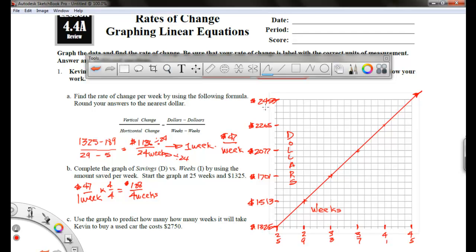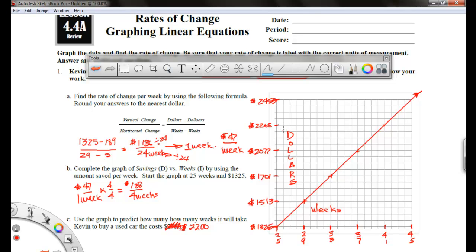$2,750. Well, we don't have a graph that goes up that high. So what I'm going to do is let's just change this. I meant to change it before I started this video and I forgot. Let's say that we want to find it for $2,200. So if I come up here along the side here, I know that $2,200 is right here.